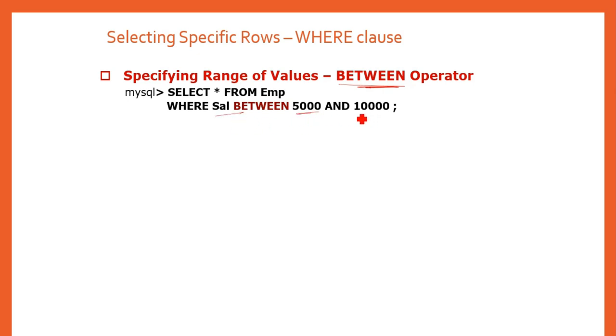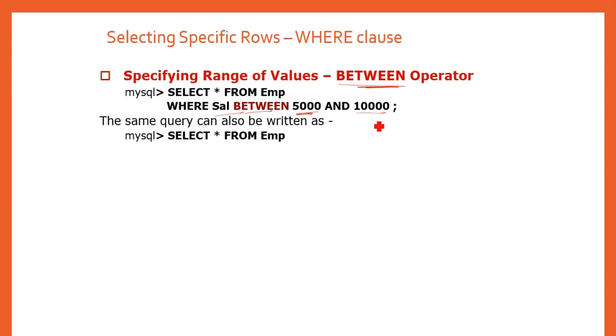So the syntax is between first value and second value. Now let's see the same query written as select asterisk from EMP where sal greater than equals to 5,000 and sal less than equals to 10,000. So this is also correct and this is also correct. This is a query using the between operator and this is using relational operators.